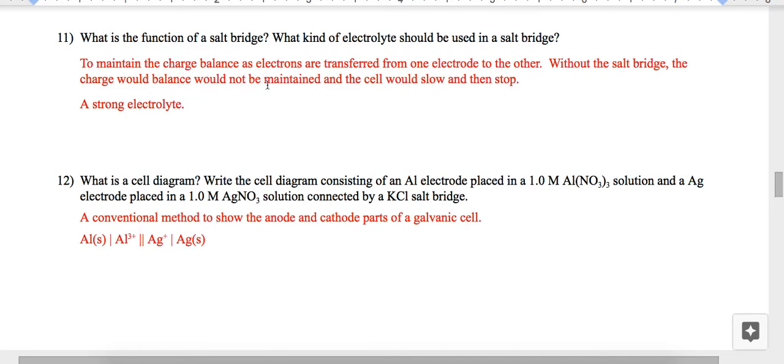Now, the salt bridge does not allow it to run indefinitely. It just allows it to run until the positive and negative ions from the salt bridge run out. So it can maintain that charge balance for a certain amount of time, and then it will die. All right.